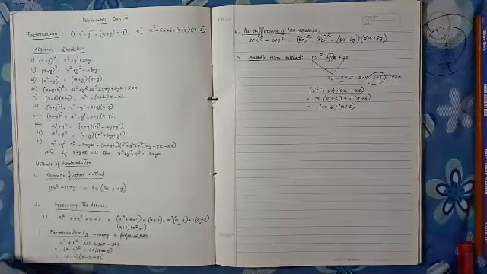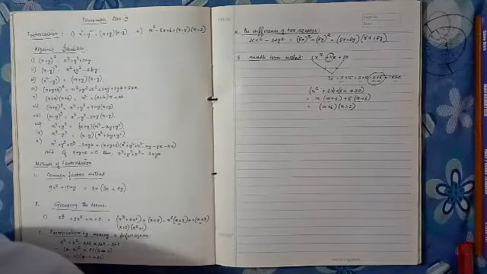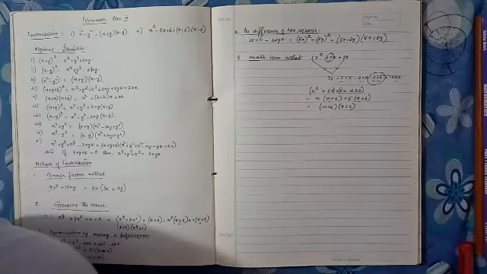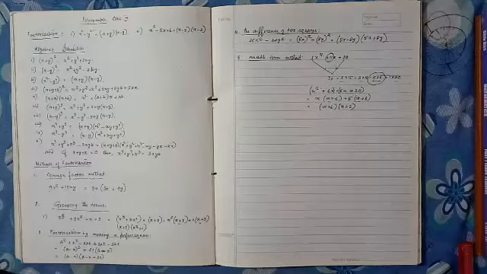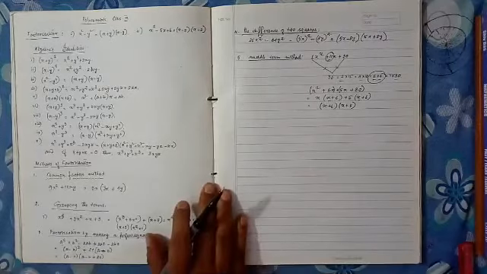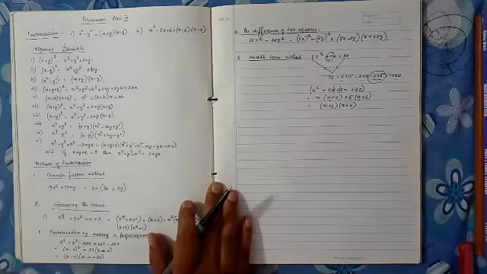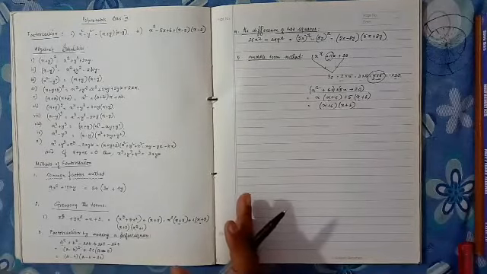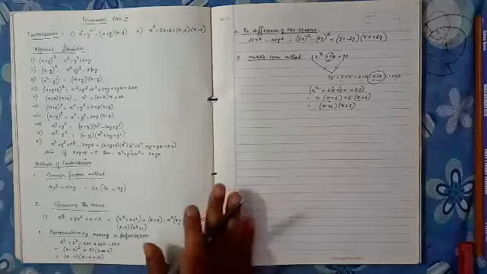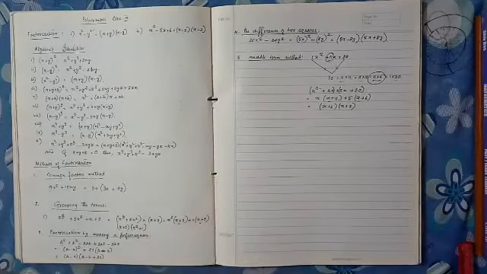I have mentioned there are 10 methods of factorization. Today I have discussed 5 methods. In my next video, I will explain the remaining 5 methods. Okay.